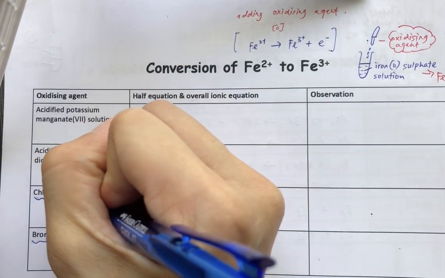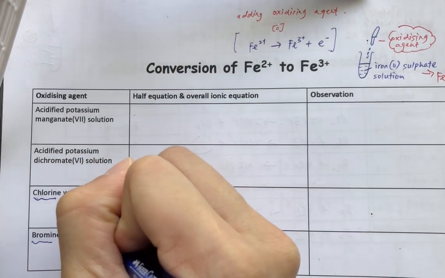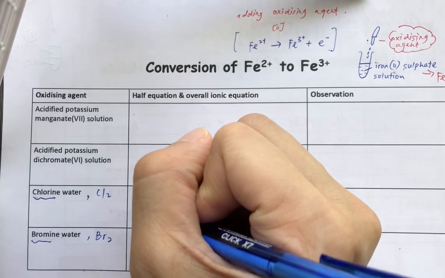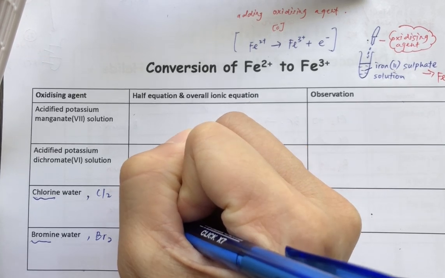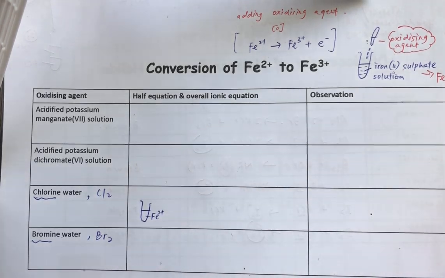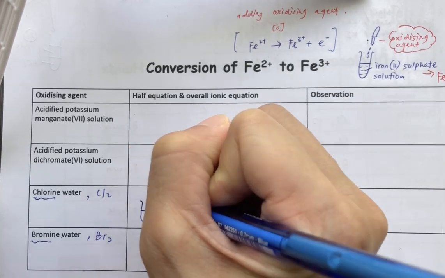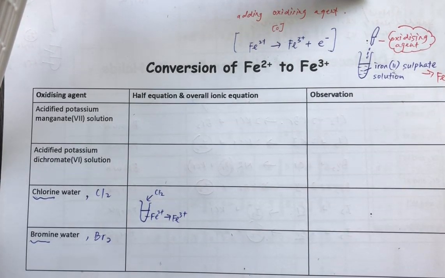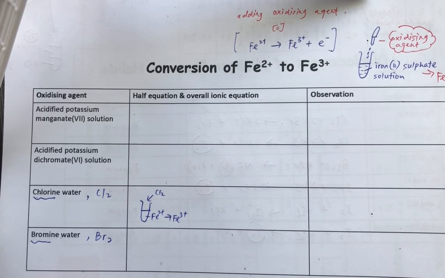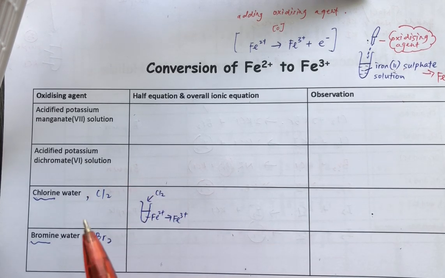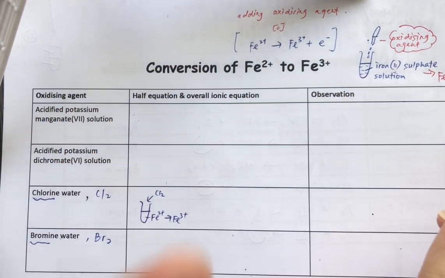Chlorine water, we are referring to Cl2, and bromine water, we are referring to Br2. Let's say I have Fe2+ solution, iron 2 sulfate. In order to make it become Fe3+, I can add chlorine water, because why? So far we know that chlorine or any halogen, the chlorine, bromine, iodine, all like to gain electrons. Group 17 like to gain electron because they have 7 valence electrons, so when they gain one, they become stable.